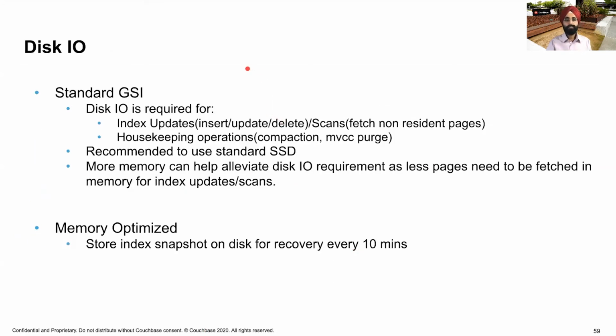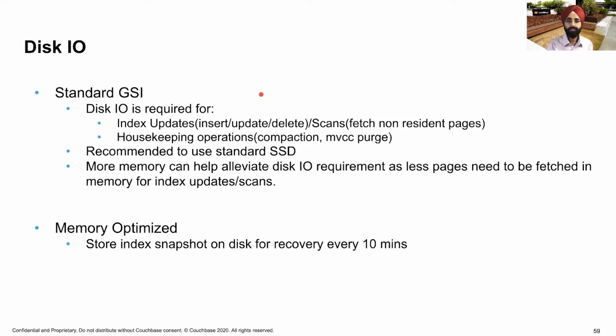Coming on to the disk. From the perspective of standard GSI, the disk IO is required for the index updates, for the scans to fetch non-resident pages, and for housekeeping operations like compaction and MVCC purge. So it is recommended to use a standard SSD to achieve a good throughput.